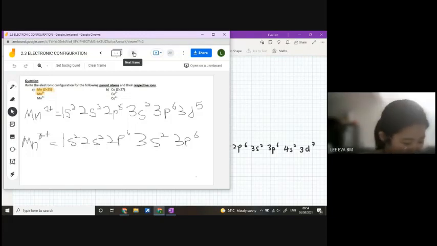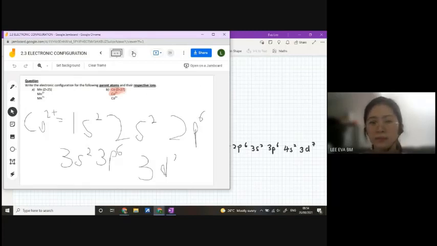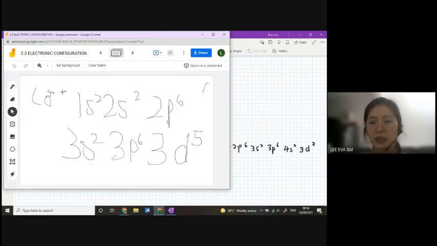So I give a little bit of time for you to mark your own answer. Okay, and then for cobalt, this is Co2+. So everything is the same until here, 4s is missing because now 4s doesn't have any electron, so we don't have to write it out. Followed by 3d7. And Co4+ remains with 3d5. All right, so everyone's okay with this? Yes, madam. All right, so let's just continue.